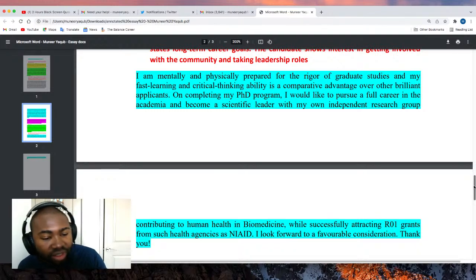But you don't have to do that if you don't want to work as a professor. You can just say that, okay, after completing my PhD program, I would like to work in the industry, in research and development, right? That's what they call it. So I would like to join the industry and work in research and development and contribute to biomedicine or whatever you want to contribute to.